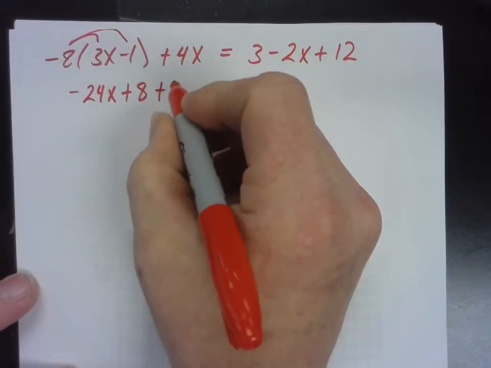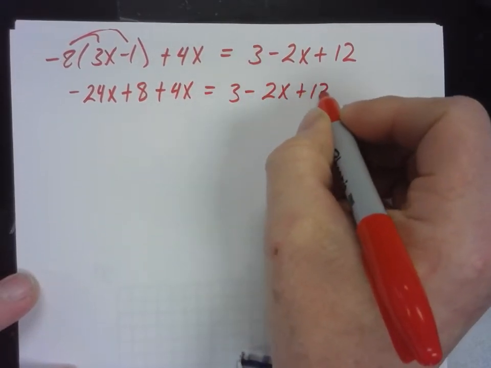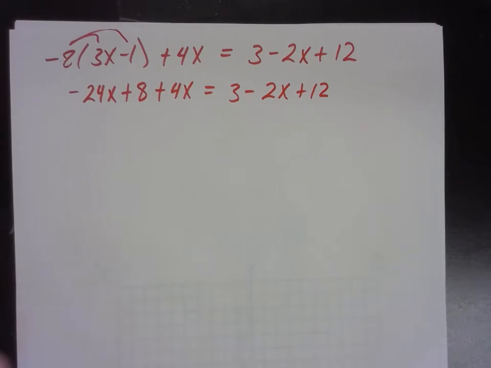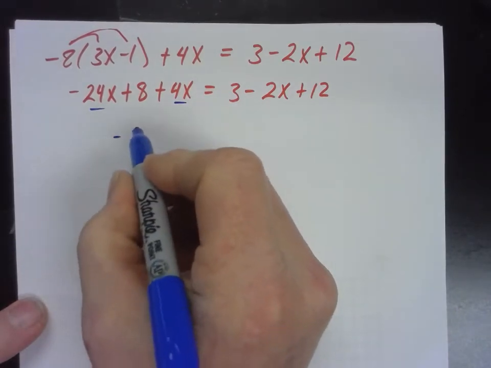Okay, so then we got the plus 4x. And on the other side, there are no parentheses or anything to eliminate, so I guess that's it. Then after that, we can add our like terms. So we've got a couple like terms here. That gives us negative 20x.